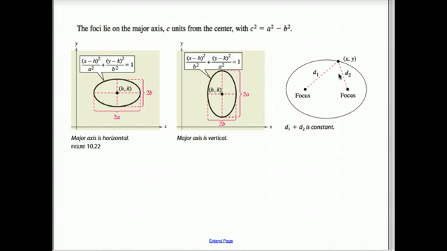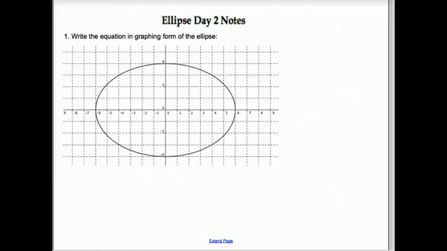And then remember, the definition of an ellipse is this distance plus this distance. So the distance from one focus to any point on your ellipse plus the distance to the other focus always adds up to be a constant. We're going to use that in a little bit.